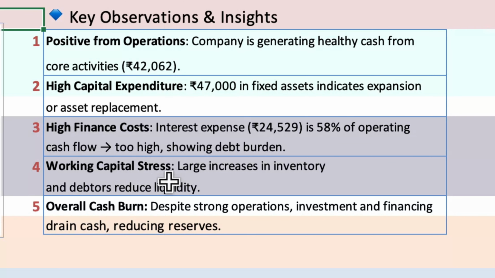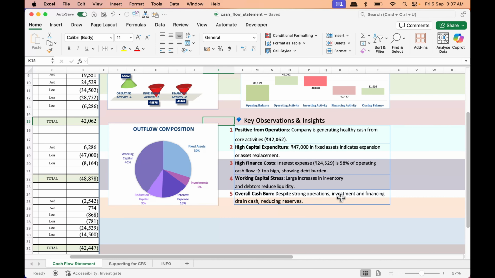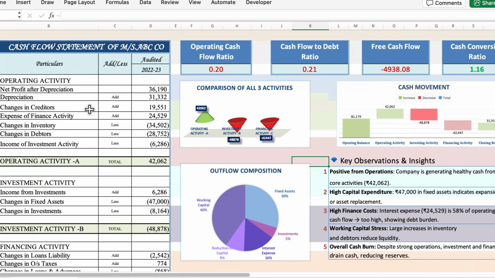Fourth one, working capital stress. Large increase in inventory and debtor reduce liquidity. And fifth, overall cash burn. Despite strong operations, investing and financing activity drain cash and reducing reserve. So finally, this is all about cash flow statement and analysis.